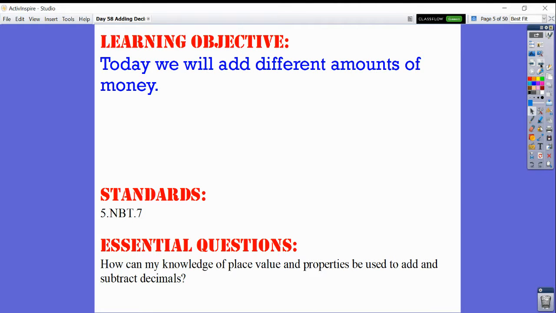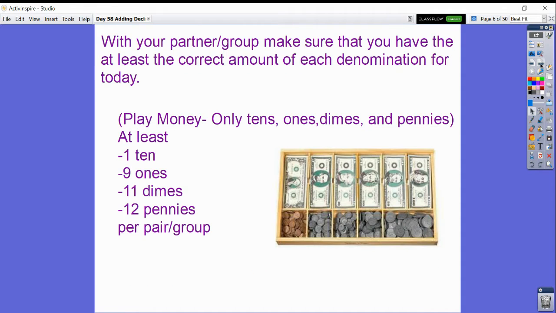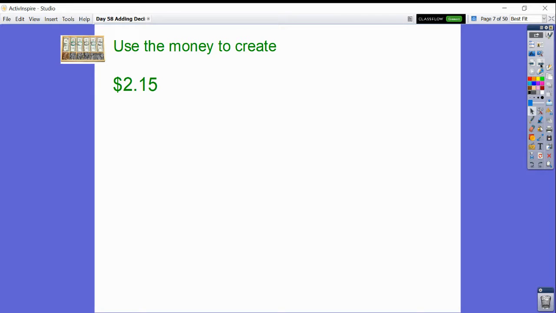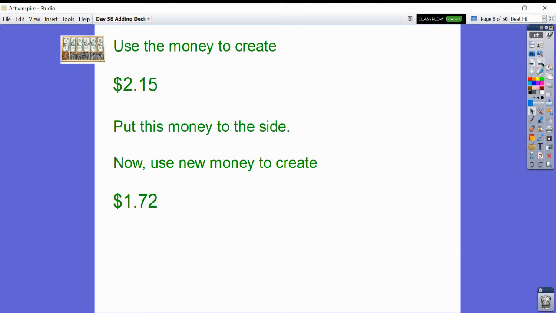Today we will add different amounts of money. Who doesn't love money? I know I do. Okay, so here we have some play money. Use the money to create 2 and 15 hundredths. Use your money to create. If you need to pause the video, you can.